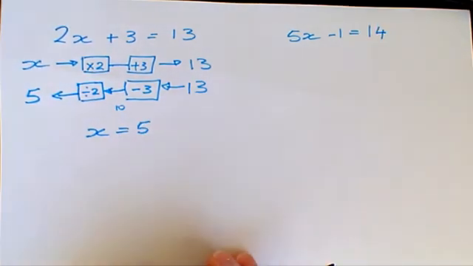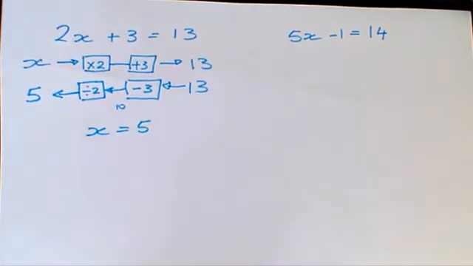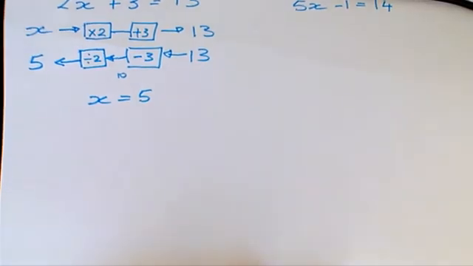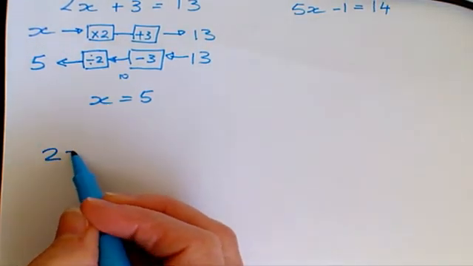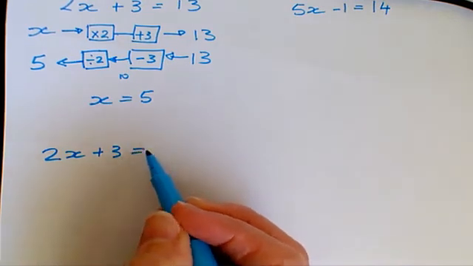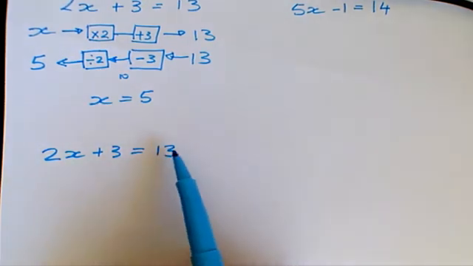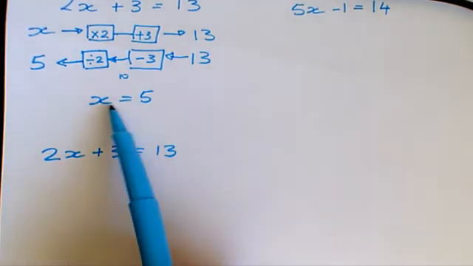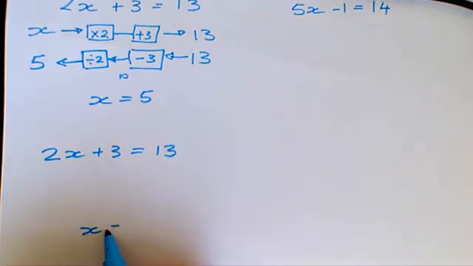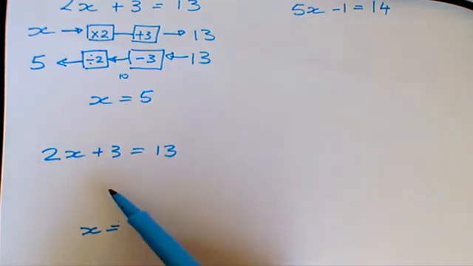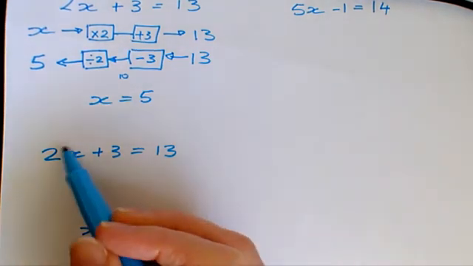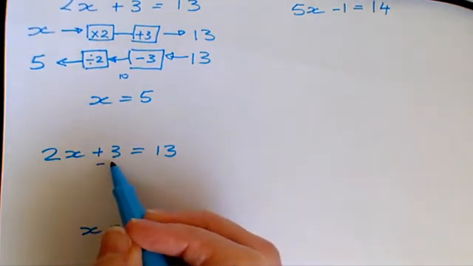Now, we can use the balancing method to solve this, and I expect some of you to have a go at this. So if I had 2x add 3 equals 13, what I want to do is, at the end, have x equals something. Okay, so I'm solving for x. That means I need to get x on its own on the one side. So I need to separate it from all the numbers. So the easiest thing for me to do here would be to take away 3.